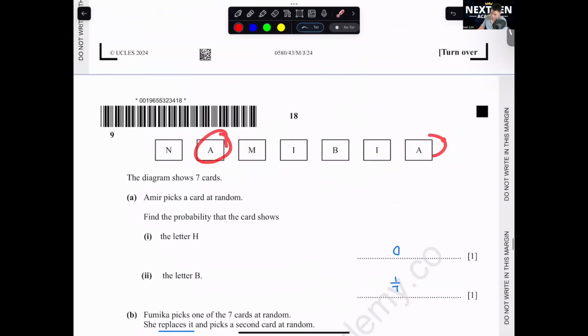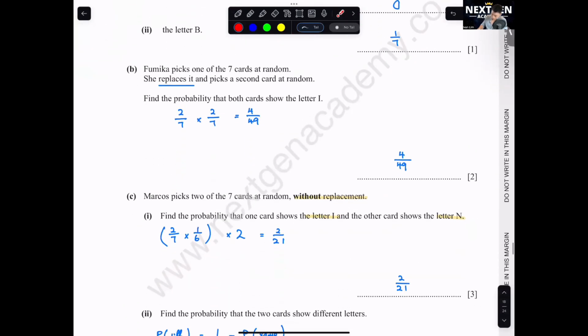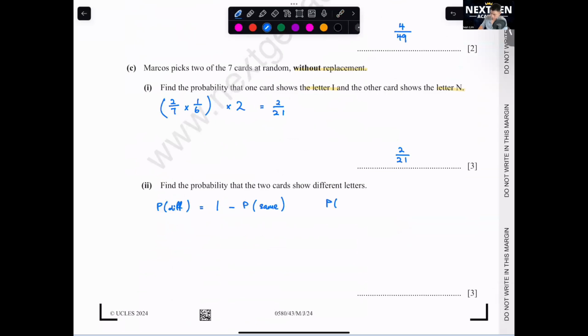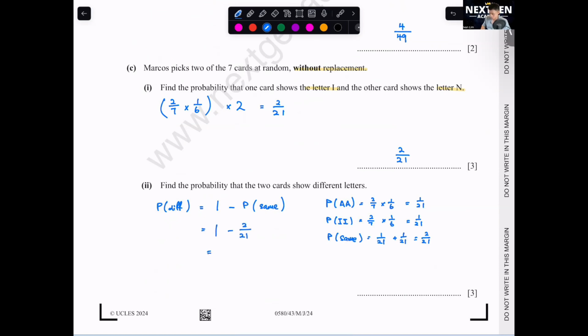You've got AA, you've got II. So the probability of AA will be equal to 2 over 7 times 1 over 6. II is also the same thing, 2 over 7 times 1 over 6, which we will get 1 over 21, 1 over 21. So the probability of you getting the same is 1 over 21 plus 1 over 21, which is 2 over 21. So here is 1 minus 2 over 21, which is equal to 19 over 21.